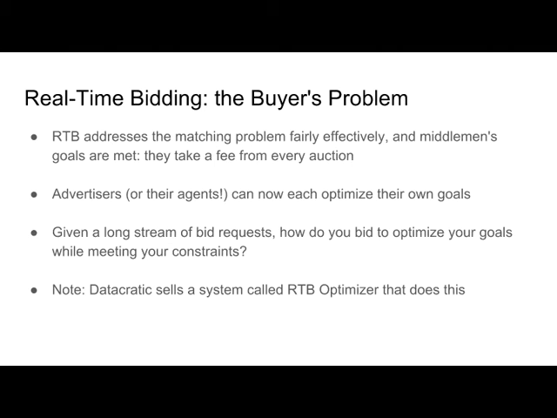Back in the day, it was pretty easy. You would just phone up your local middleman, you say, 1,000 clicks, please, a buck. Now it's, oh, you're sending me a stream of 100,000 requests per second, and I need to bid. Opportunities for more middlemen to arrive.